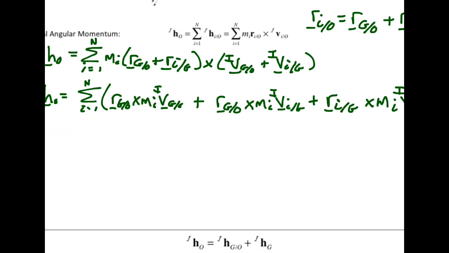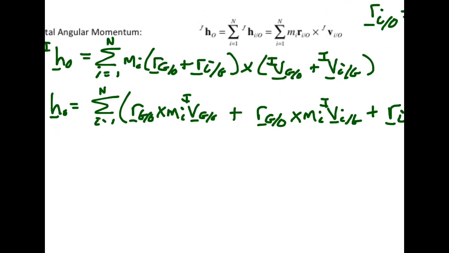So let's deal with each of these terms individually. For this first term, we have the position vector of the center of mass with respect to the inertially fixed point, the velocity of the center of mass with respect to the inertially fixed point, and then we have the summation of all the masses. There's not much we can do with this first term, except we can substitute the summation of all of our masses with m_G. That's a helpful simplifying expression if we know the total mass of the system.